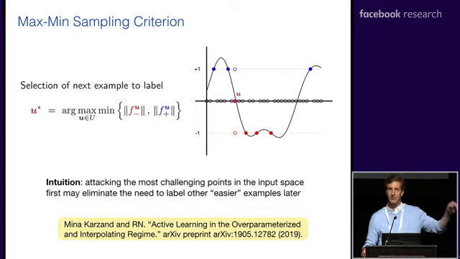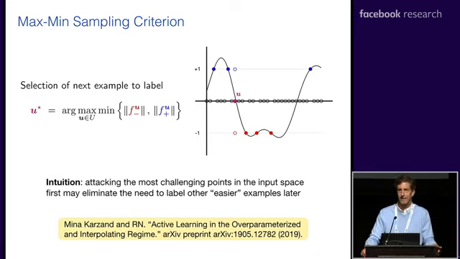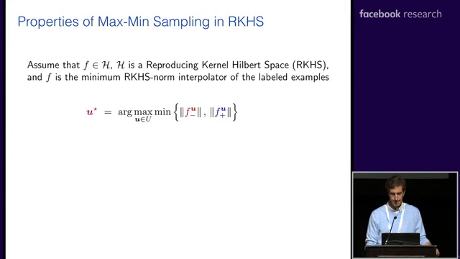Then I max over all possible unlabeled examples. The intuition here is that we're going to attack the most challenging points in the input space first, to hopefully eliminate the need to label other easier examples later. This is a very recent tech report that's up on arXiv if you want to look at it.